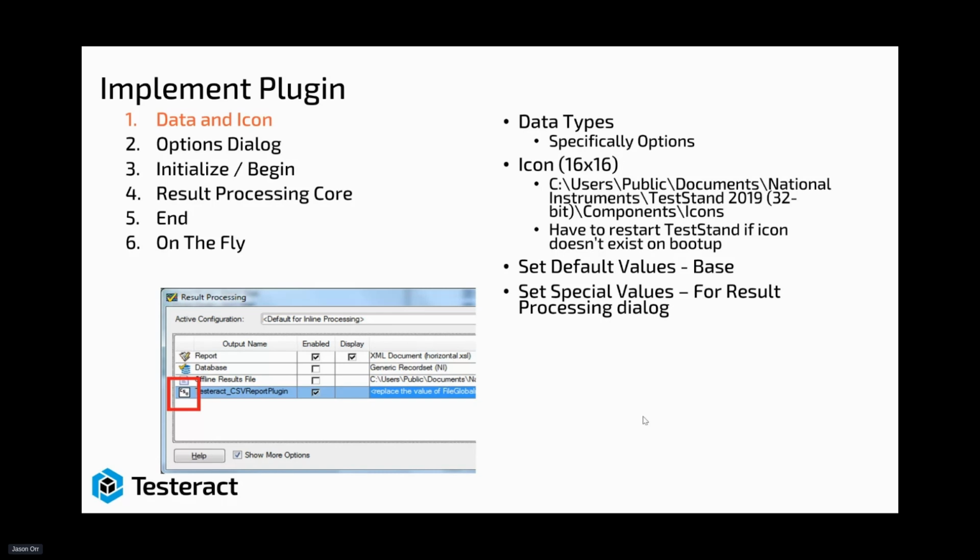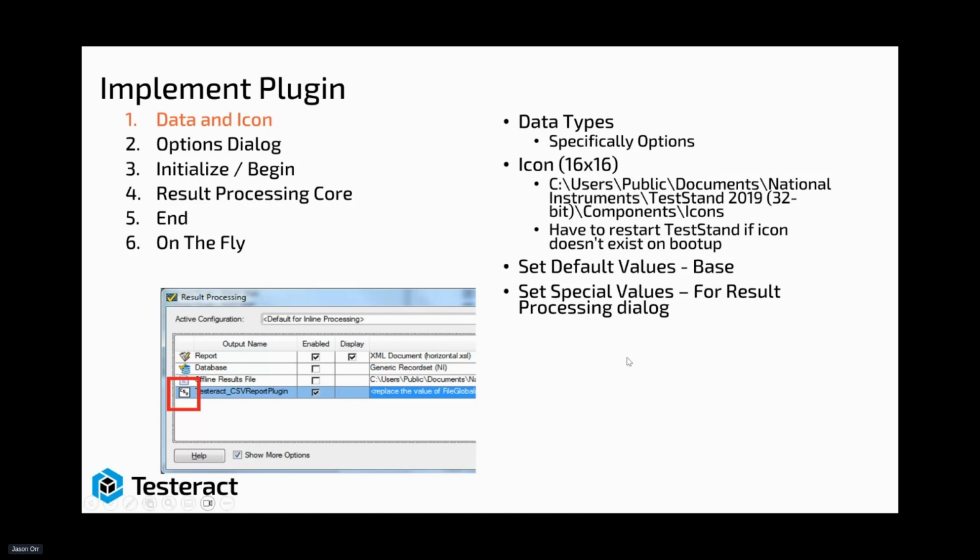Another thing you want to do is define an icon. Icons for the result processing window are 16 by 16, and they have to be in the directory public documents or your TestStand public directory, components, icons. You want to make this icon and put it into that directory before you launch TestStand. TestStand only reads the things in that folder on startup, so if you create that icon later, TestStand won't believe it exists there until you restart TestStand.